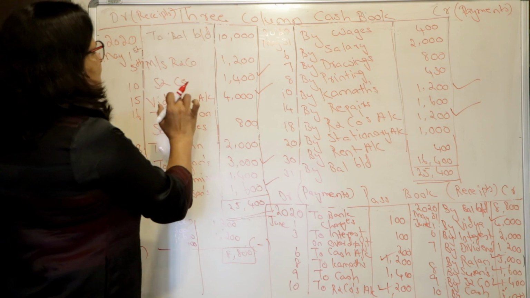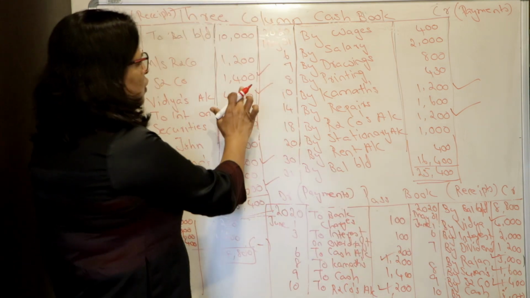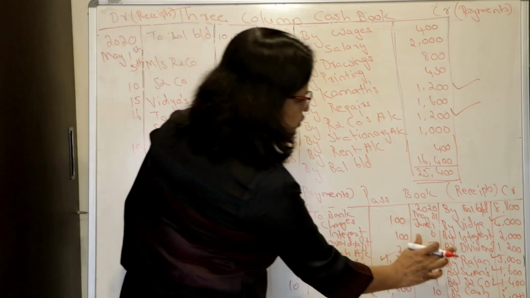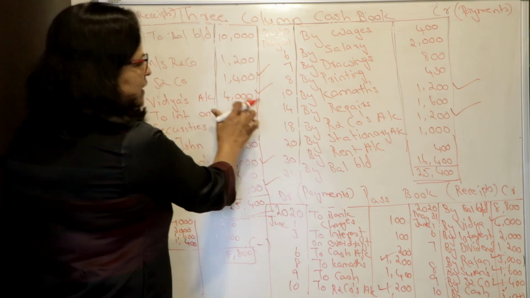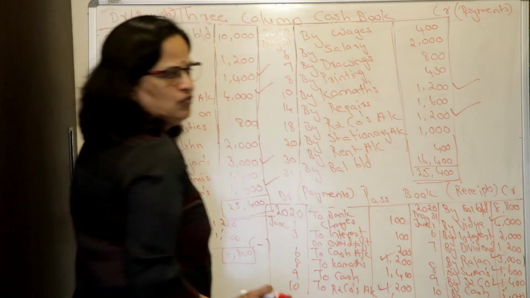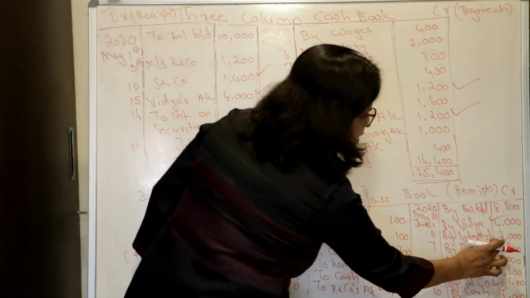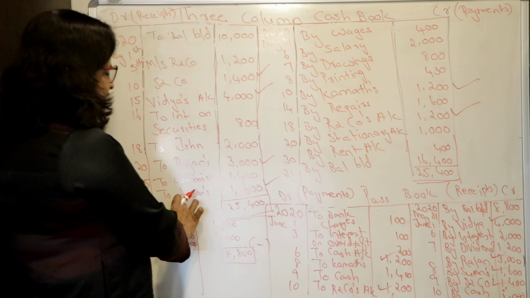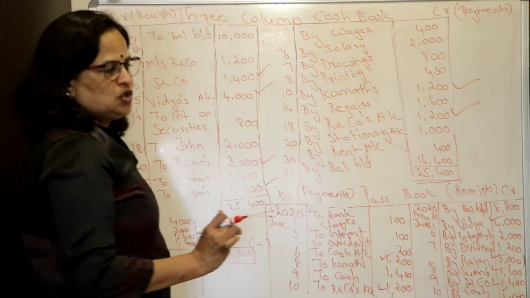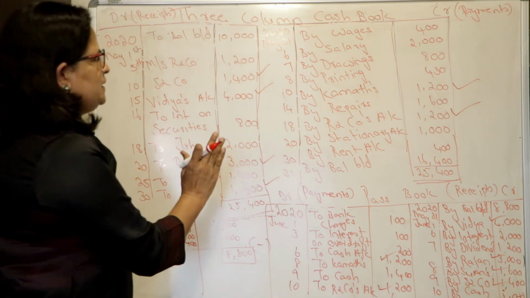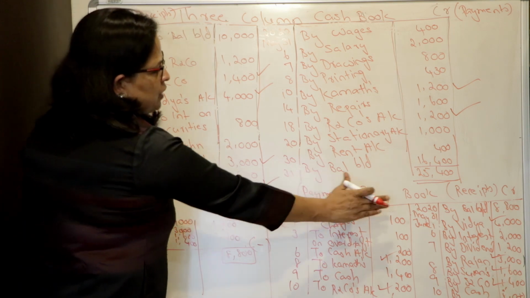So the receipt side of the cash book, now you are comparing with the credit side of the passbook. You have to see the common entries. S and company account 1400, see, S and company 1400 is there. Next is Vidya's account 4000, Vidya's account 4000 is here. Now Rajan's account 3000, see, Rajan's account 3000 is here. Last is Susan's account 1600, that is also there. So 4 common entries are there when you are comparing the receipt side of the cash book and the passbook credit side.